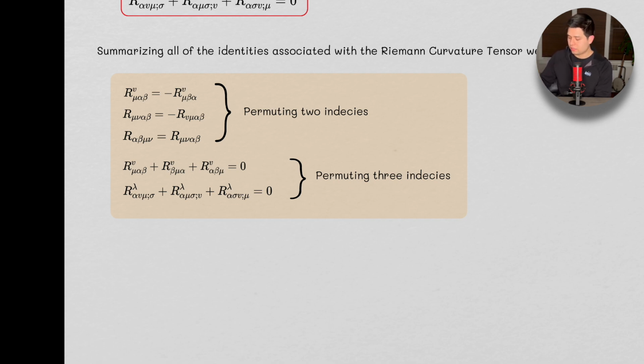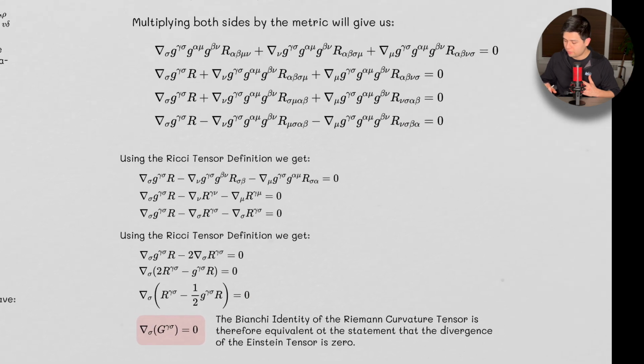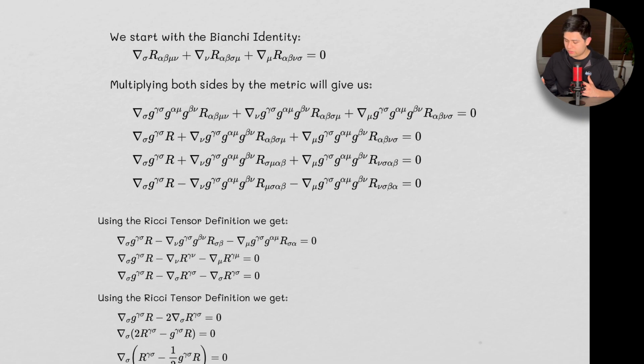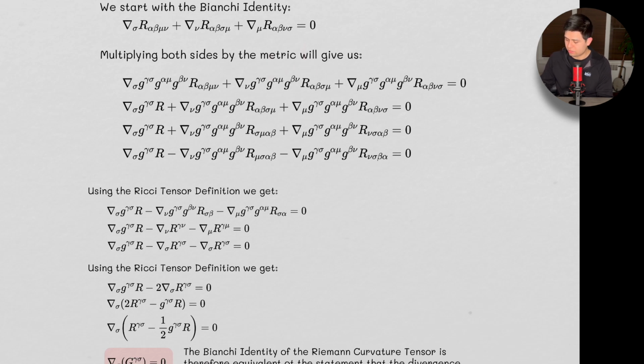Okay? So now we want to talk about what exactly this means physically, because we're starting to merge into the area of sort of more physics and less math. And what we're going to find out is that this implies something very physical. And what this implies is that if we start with the Bianchi identity, this is what we just had, we multiply both sides by the metric, it'll give us this.